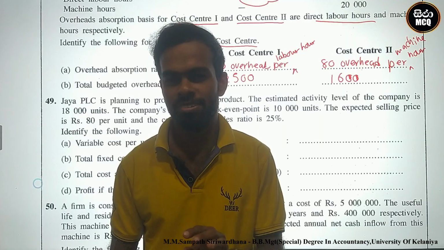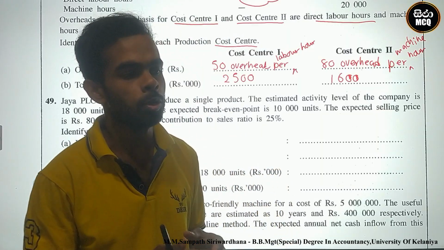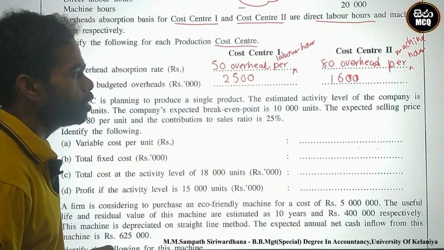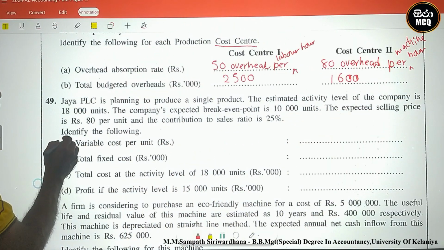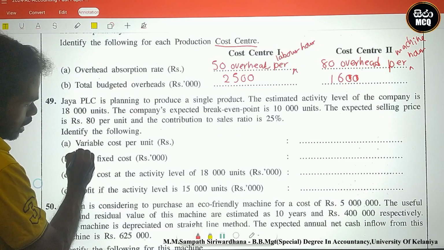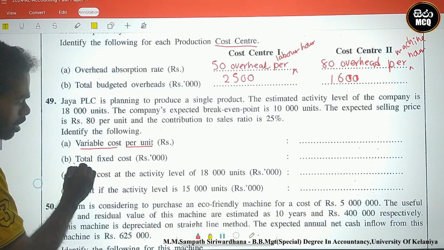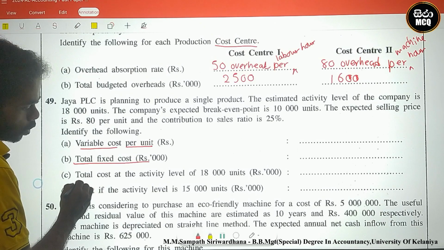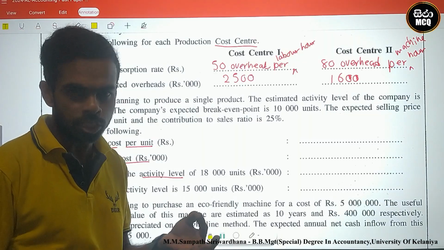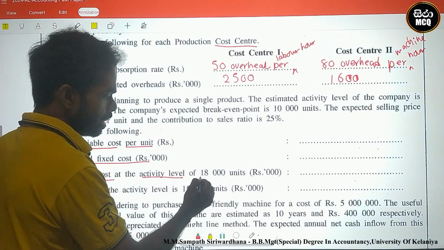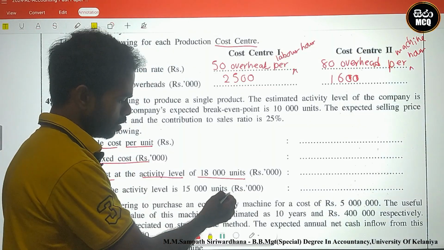Today we discuss Advanced Level A-Level Accounting paper 2024, question number 49. This is related to the cost-volume-profit analysis topic. Look here, what are the requirements? There are 4 requirements. They ask us to identify the following: variable cost per unit, total fixed cost in thousands, total cost at an activity level of 18,000 units (activity level means production units), and profit if the activity level is 15,000 units.